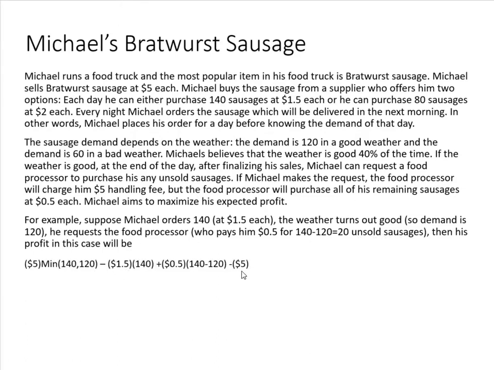All right, here's a long expression, so let me go through this expression with you. So profit is simply revenue minus cost. So let's find out the revenue and costs. First of all, the sales revenue is here. Each sausage is sold for $5 in retail price. And here, you order 140, but the demand is only 120. So that means you can only sell 120 sausages.